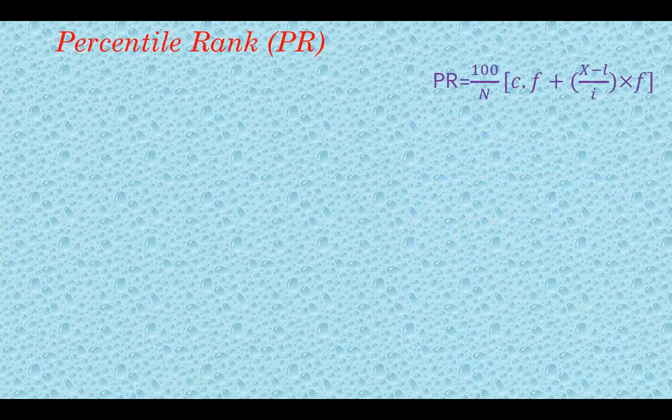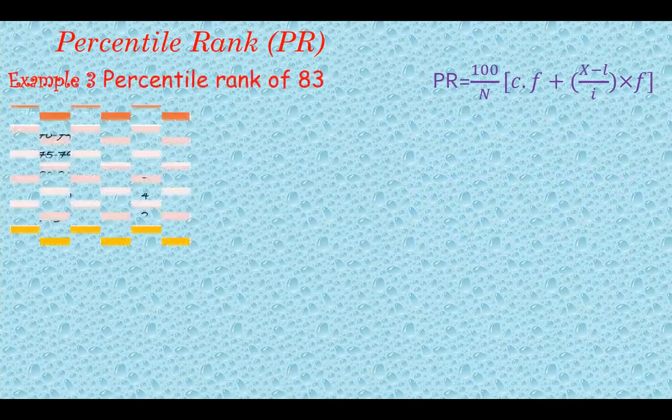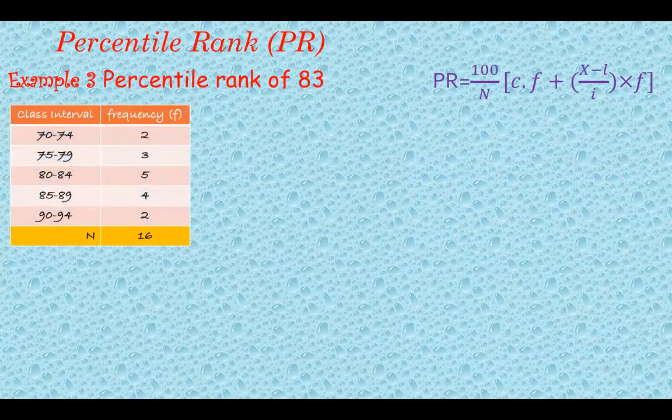Then we have the formula for the grouped data. Let us check how to calculate the percentile rank of the grouped data. As you know, what is grouped data? It is the frequency distribution table, obviously. Now we have to find the percentile rank of score 83 from this grouped data. To find this, in which class interval does this score lie? First, does 83 lie in 70 to 74? No. Does 83 lie in 75 to 79? No. 80 to 84? Yes.